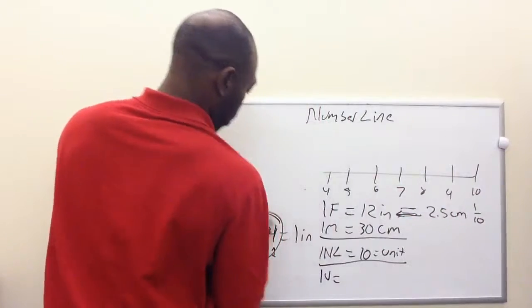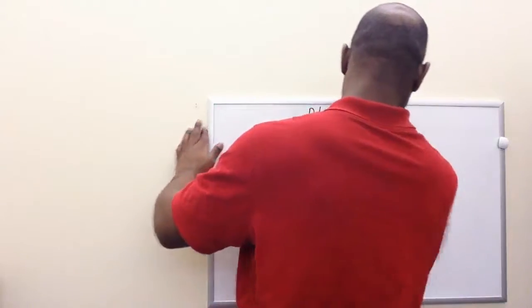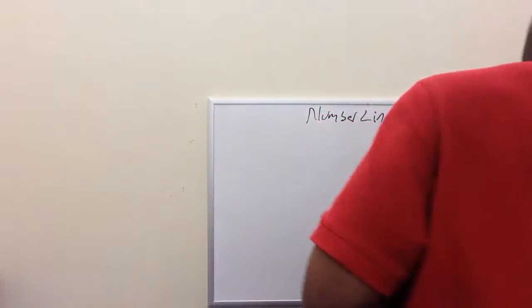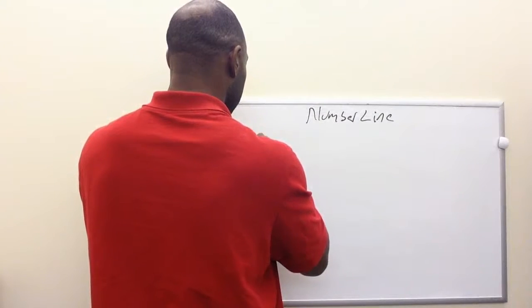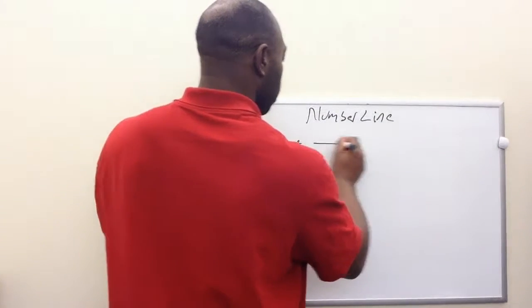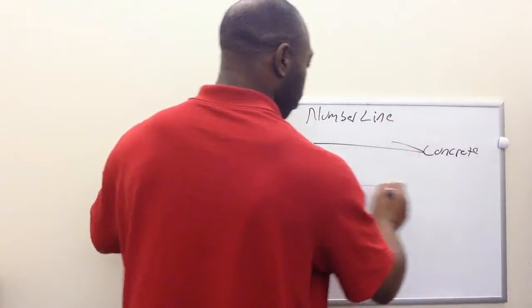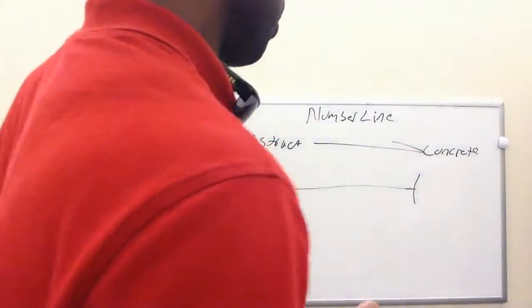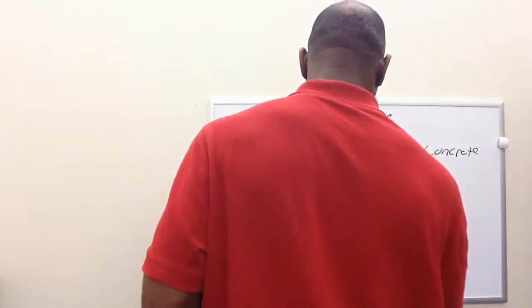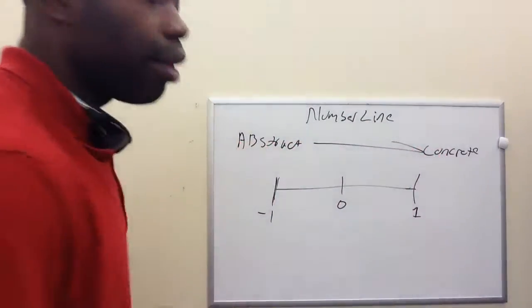The whole point of that, because that was a lot of extra for no real obvious reason, is to get from the abstract to the concrete, right? We want to go from the abstract to the concrete. So I'm not going to draw the ruler. I'm not going to do all that stuff again. What I'm going to do is go back to the basic number line. Just the basic number line.